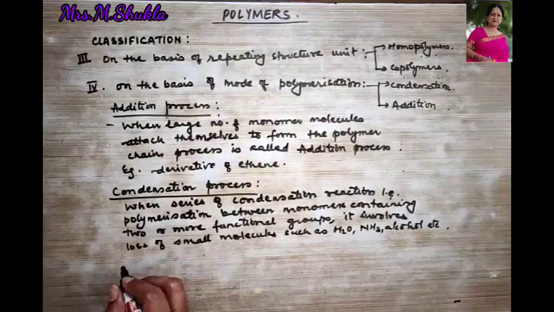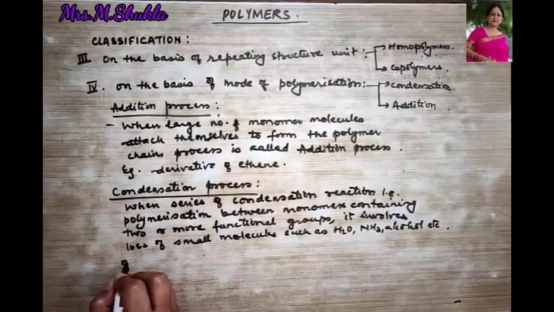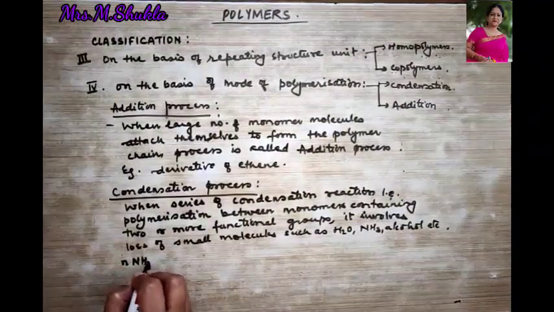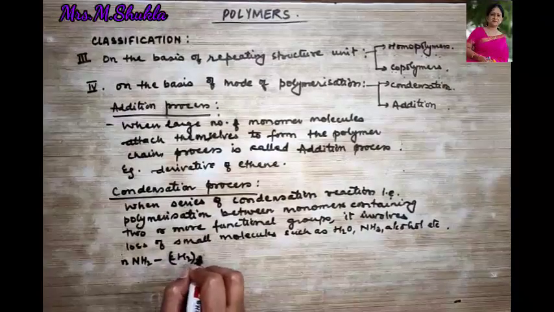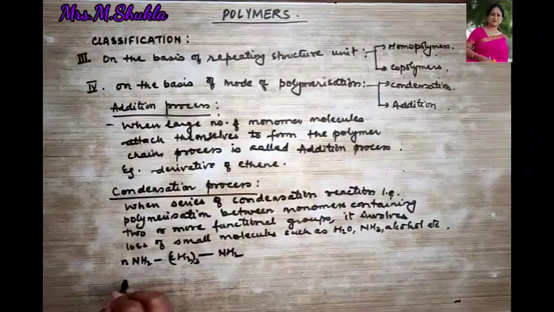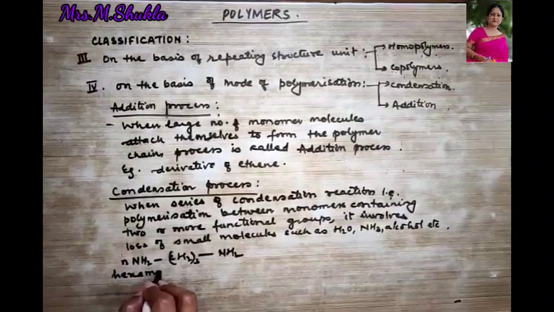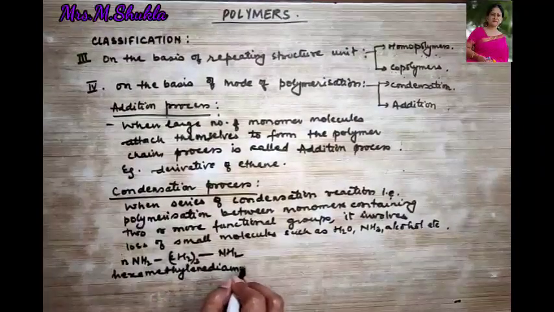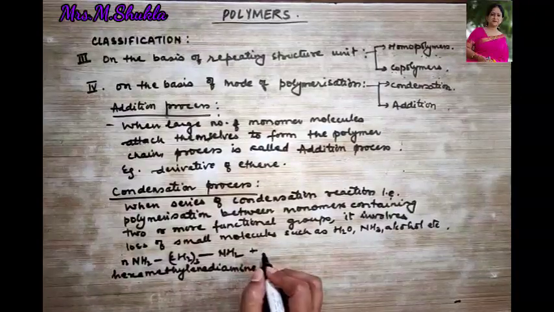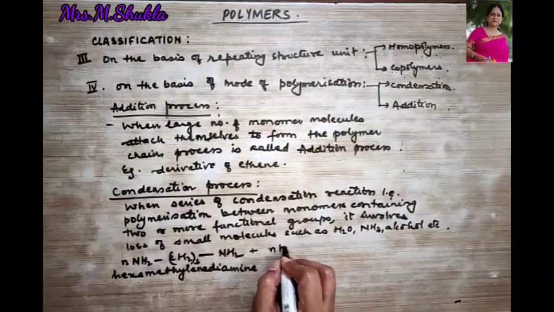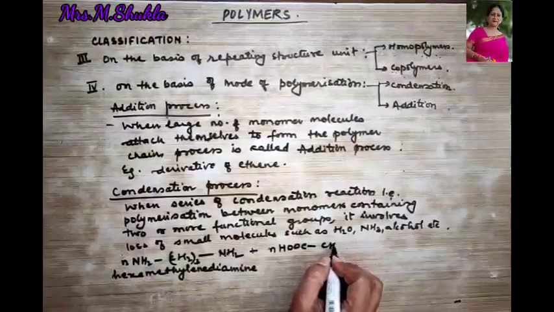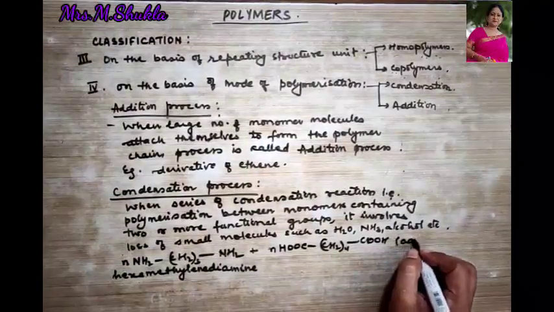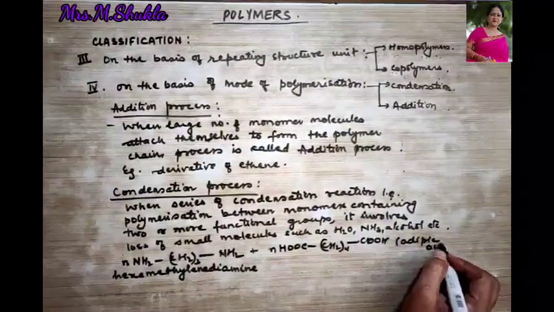Let us see it through the reaction over here. So I'm writing over here the hexamethylene diamine, n times NH2 (CH2)6 NH2. What is this? This is your hexamethylene diamine. Okay, when it combines with adipic acid, that is n times HOOC (CH2)4 COOH. What is this? This is your adipic acid.